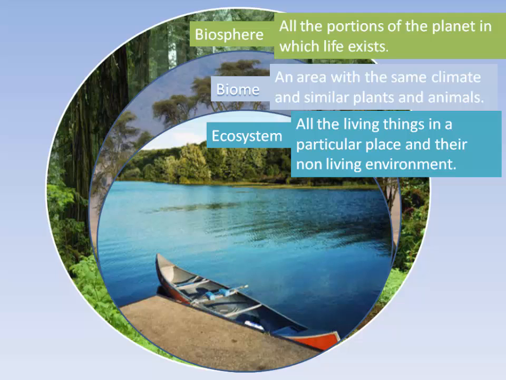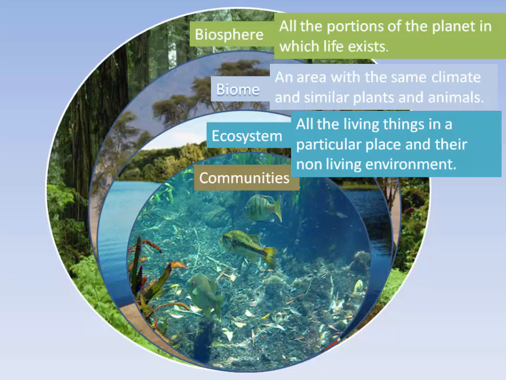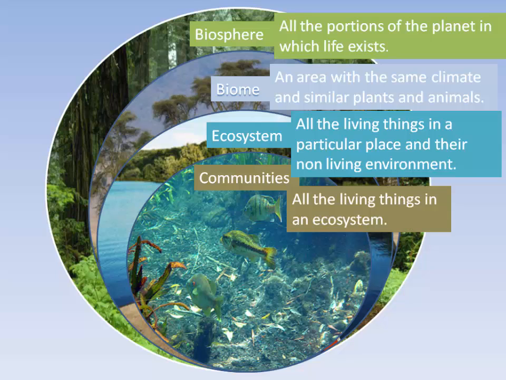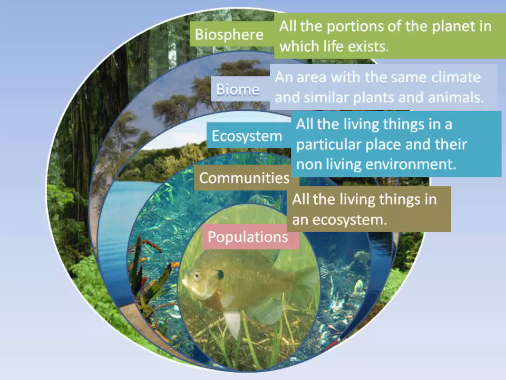So let's look at this pond or lake ecosystem. The pond or lake ecosystem would be made up of the water, the rocks, the mud, all the non-living parts, along with all the living parts. The living parts we call the community. The community is all the living things in an ecosystem. And communities are made up of different populations. A population would be one particular species.